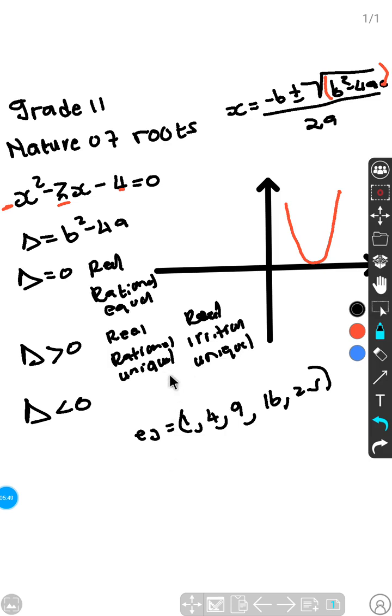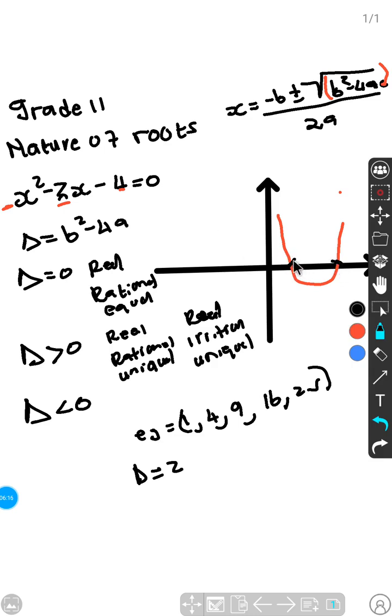But if you find that your discriminant is just any number which is greater than 0, it can be 2. If you find that the discriminant is equal to 2, then the roots will be real, irrational, and unequal. Okay, so when you come to the graph, the graph will be like this.